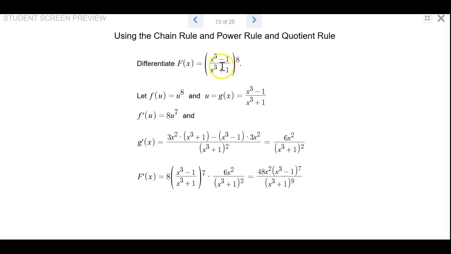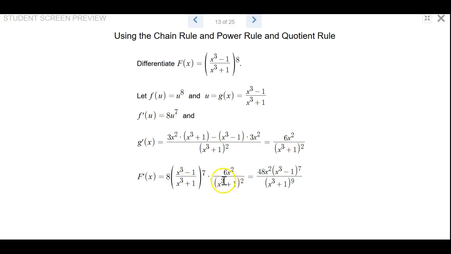You'll be using it with the product rule and the quotient rule. So let's look at this one. We're going to be using the quotient rule and the power rule here with the chain rule. The outside function is going to be u to the 8th power, that's a power function, and the inside function is this rational function. The derivative of the outside function is just 8 times u to the 7th, and then we'll need to use the quotient rule on the derivative of the inside function. So the derivative of the numerator is 3x squared times the denominator minus the numerator times the derivative of the denominator, all over the denominator squared.